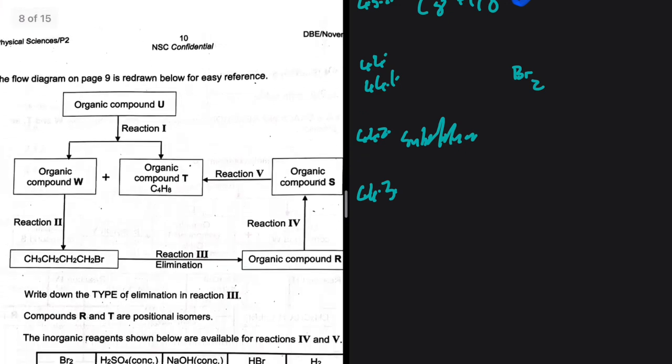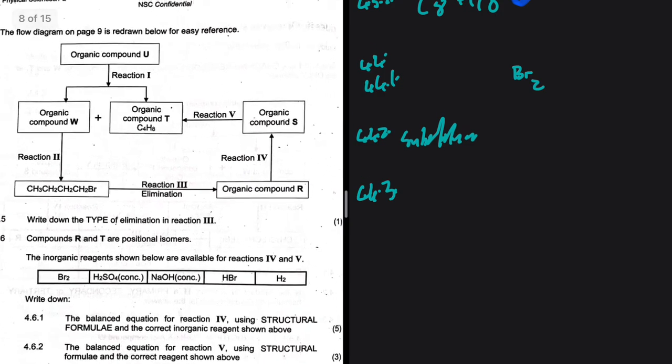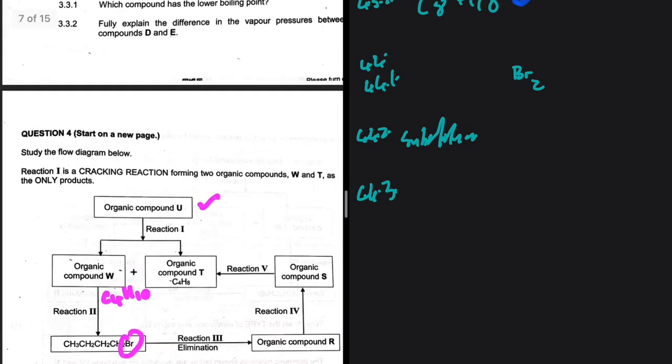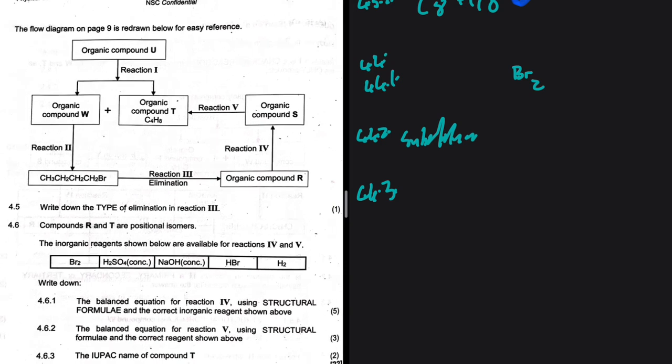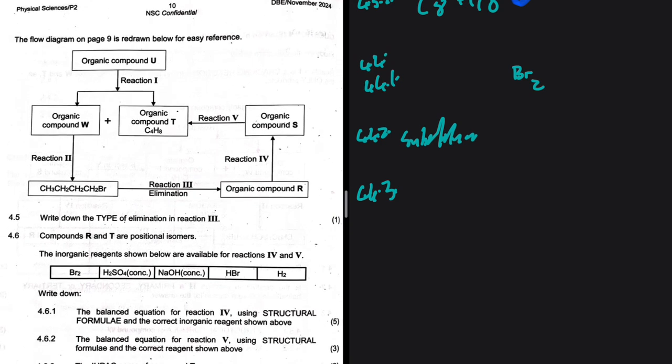And then what I like about this question paper is that we don't actually have to go up to see the diagram. The diagram is given again on the next page. This is really helpful. Okay, 4.5, name the type of elimination reaction. Name the type of elimination in reaction 3.